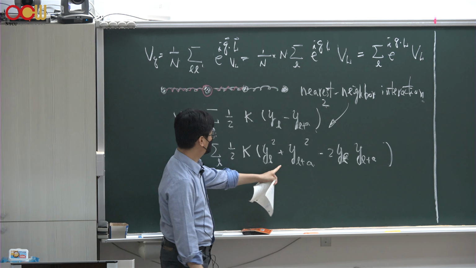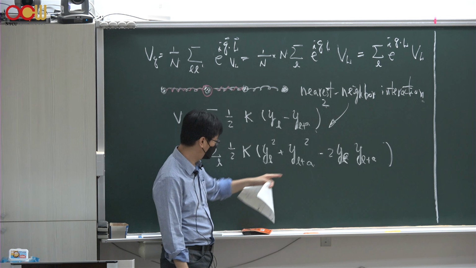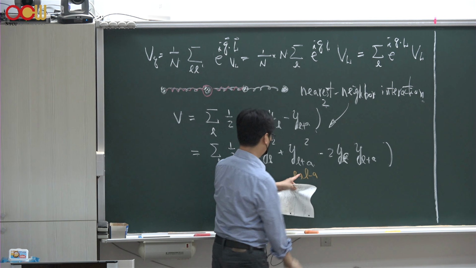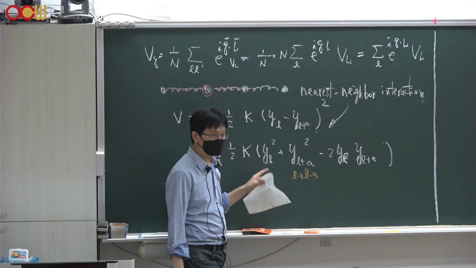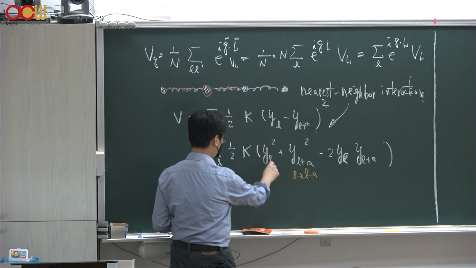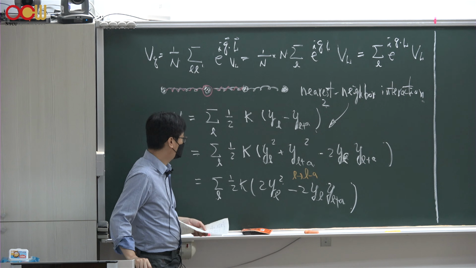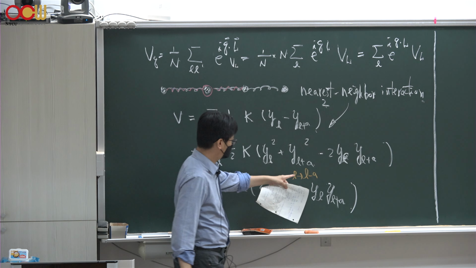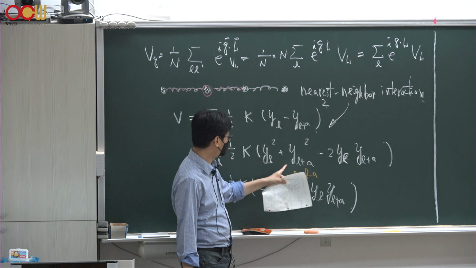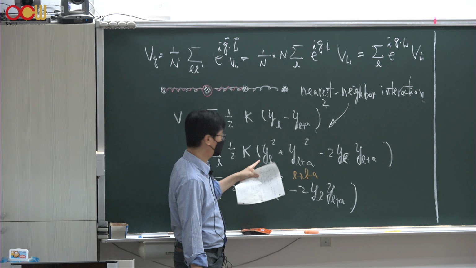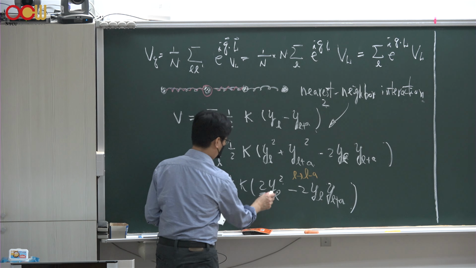But of course, the summation over y_l squared is the same as the summation over y_{l+a} squared, because you can shift l by l minus a, and therefore this little a gets cancelled. So you have two identical summations, and therefore I get a factor of 2 here. Since l is periodic, I could easily shift the origin of my lattice by a lattice constant a, so that the sum over y_{l+a} squared is the same as the y_l squared summation. Okay, and therefore there's a factor of 2 here.